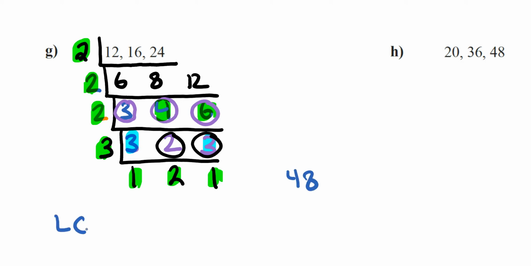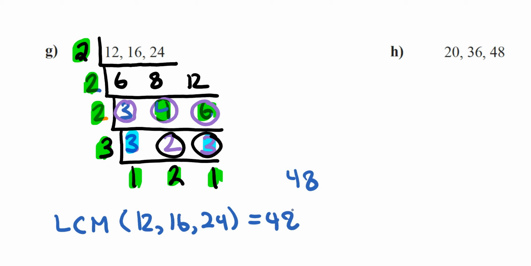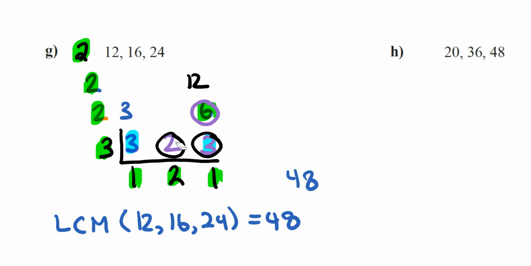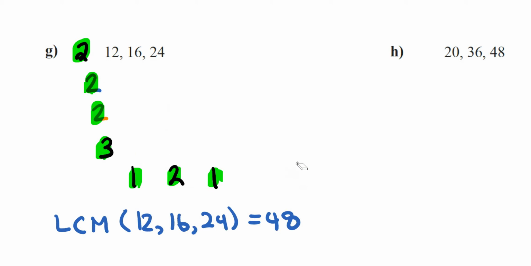So the least common multiple of 12, 16, and 24 is going to be 48. And I get 48 by multiplying all those green numbers, right? So all those green numbers are left over. If I multiply that out, I do get 48.